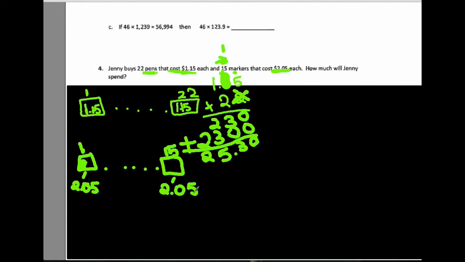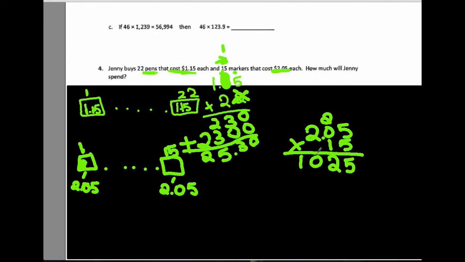And there's 15 of the boxes, so you're going to do $2.05. Again, don't worry about the decimal. Times 15. 5 times 5 is 25. And then 5 times 0 is 0, plus 2 is 2. 5 times 2 is 10, and you just put 10 because there's nothing else to carry your 1 to.